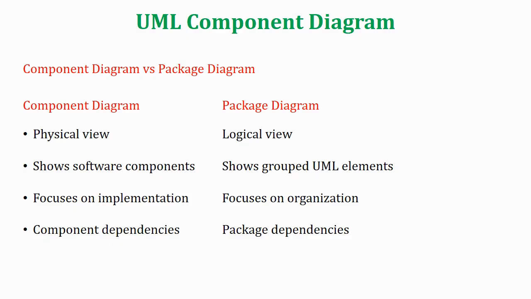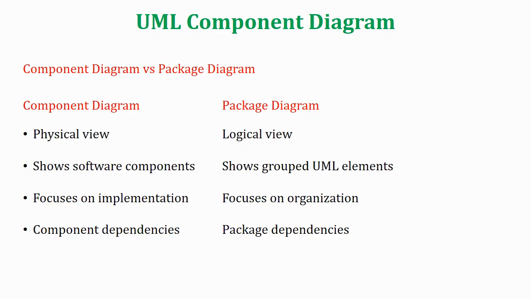For example, components of the system, then we can tell what the components of the CPU are. For example, hard disk, the RAM, and then ports, everything we can tell, right? That is a physical view. And the package diagram is a logical view. That which is logically related or logically grouped into one unit is called a package.